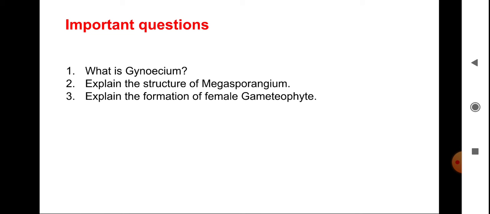So, important questions in this. What is gynoecium? And explain the structure of the megasporangium, that is the ovule, integuments, hilum. Those regions along with the diagram. And the third one is explain the formation of female gametophyte. So now we have seen that meiosis is taking place, mitosis is taking place, so that you have to explain.